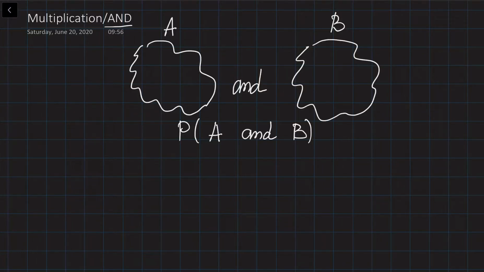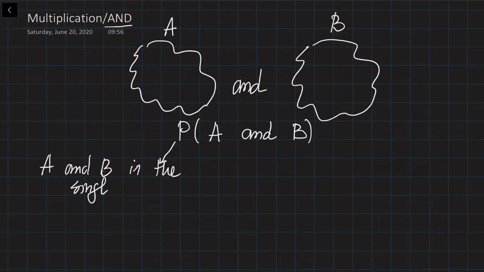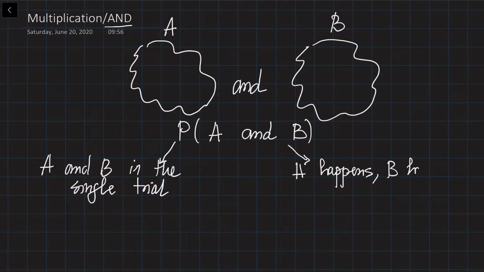In this video, we are going to discuss a little bit about the multiplication rule, and we're interested to evaluate the probability of A and B. It appears it has two different meanings. One meaning is A and B happen at the same time in a single trial. And at the same time, probability of A and B might mean that A happens, then B happens.